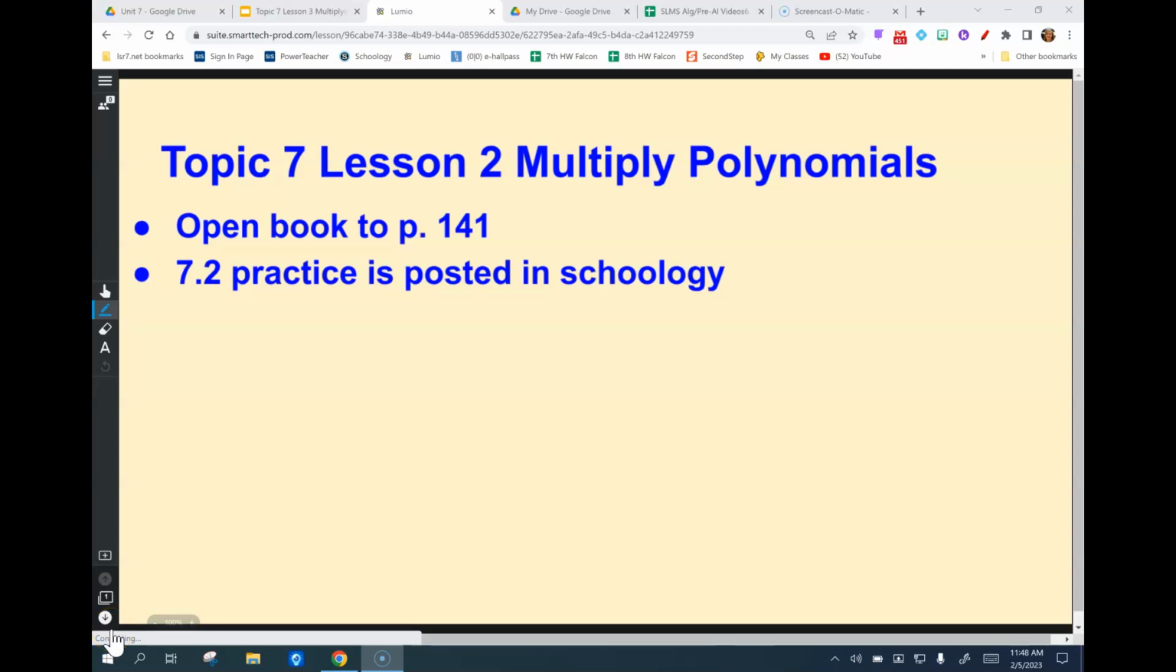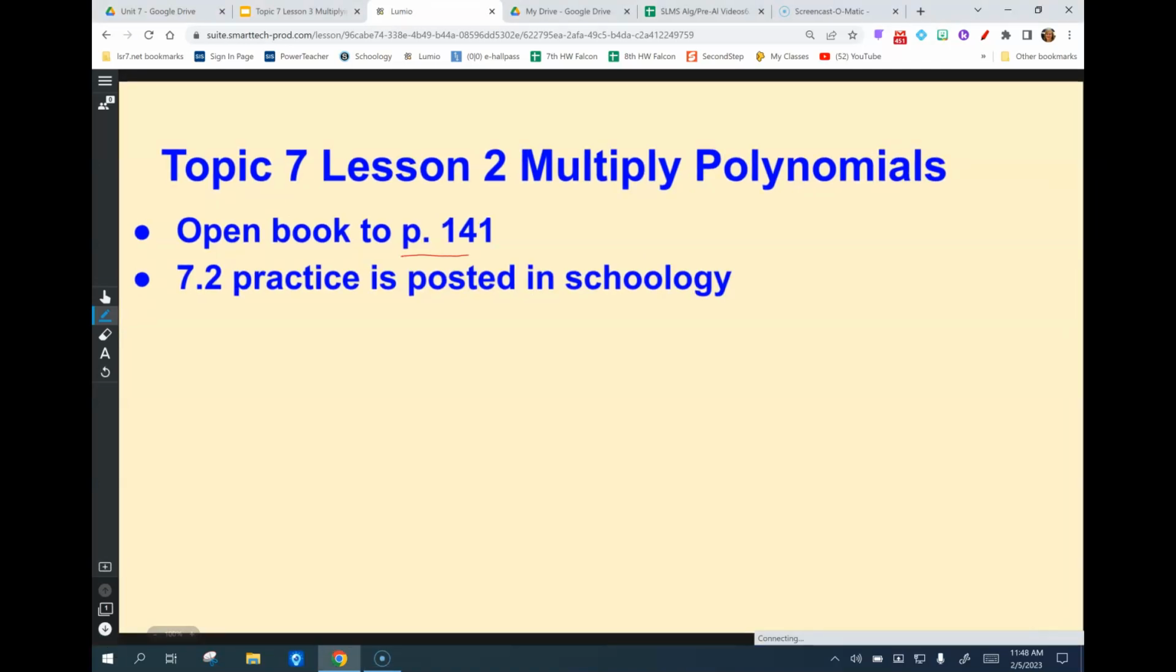So now we're on to topic 2, and we're going to multiply polynomials. We've added and subtracted. Now we're going to multiply polynomials. So you're going to open up your book to page 141, and 7.2 practice is posted in Schoology. Check in Schoology to see when that is due.